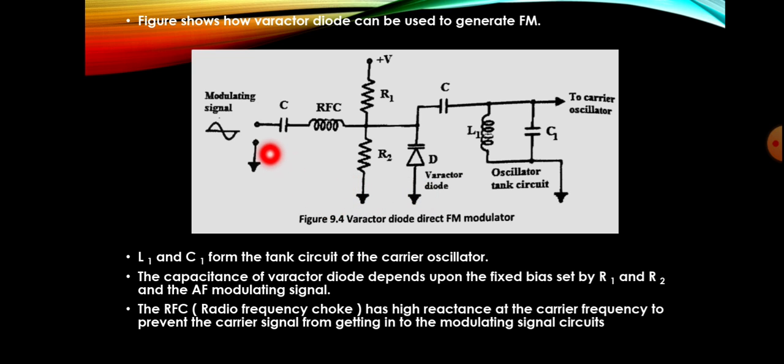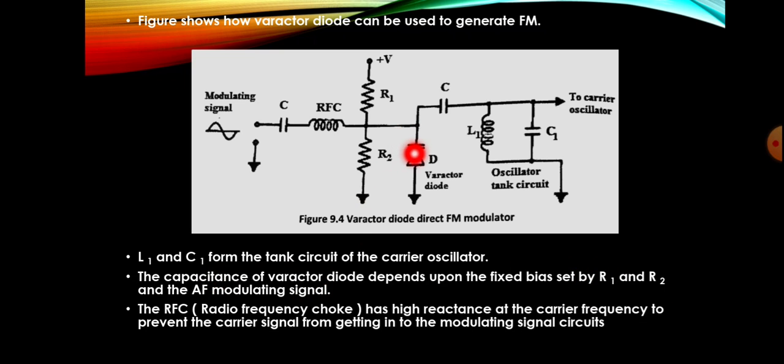Next let us see. Here it is given that L1 and C1 form the tank circuit of the carrier oscillator. The capacitance of the Varactor diode depends upon the fixed bias set by R1 and R2 and the AF modulating signal. Here the modulating signal is given as an audio frequency signal, that is AF signal, because the modulating signal frequency will be lower compared to the carrier signal produced by this oscillator tank circuit. So the capacitance of the Varactor diode depends upon the fixed bias set by R1 and R2 and the AF modulating signal.